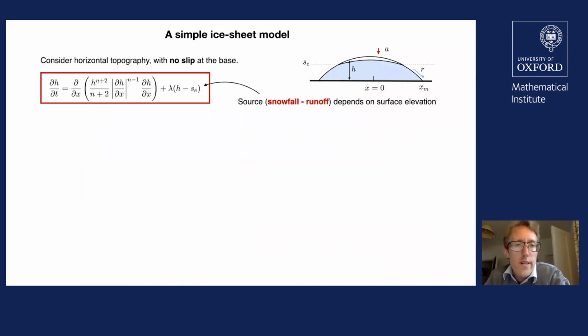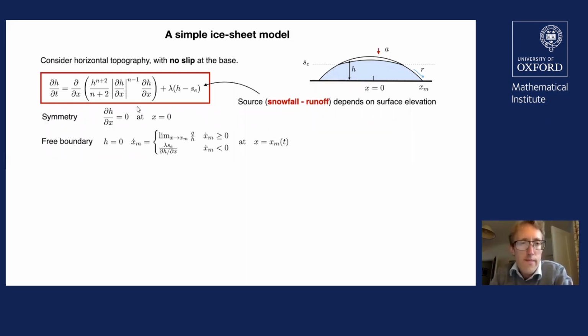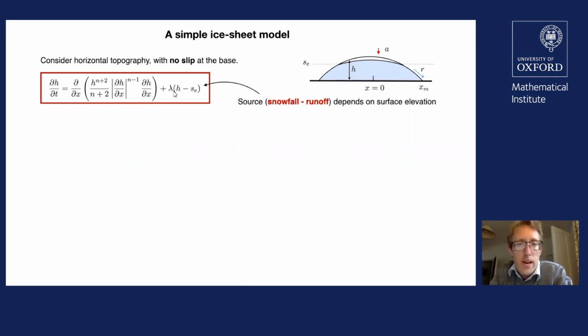So I think it's kind of interesting just to think about almost like a toy problem. If you think about putting the ice sheet on horizontal topography, so that means it's a completely flat continent, and if we're assuming no slip at the base, then the equation just becomes this thing, which is a nonlinear diffusion equation. And I've assumed here that the source term, A minus R, can be written like this.